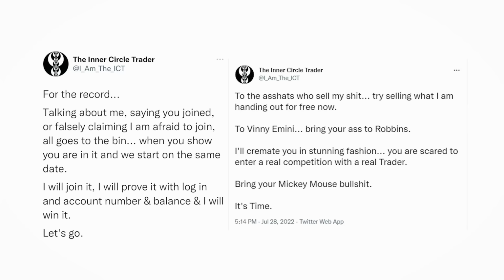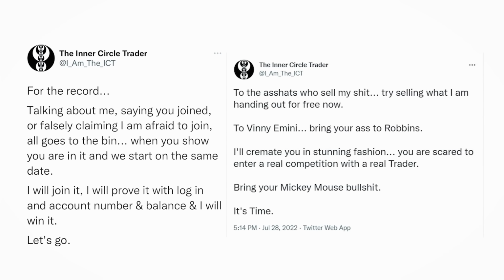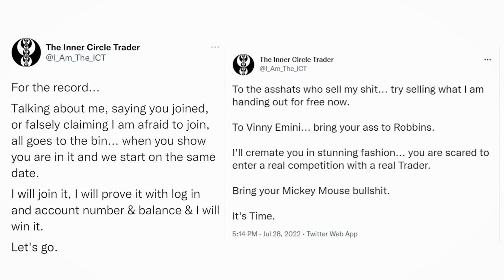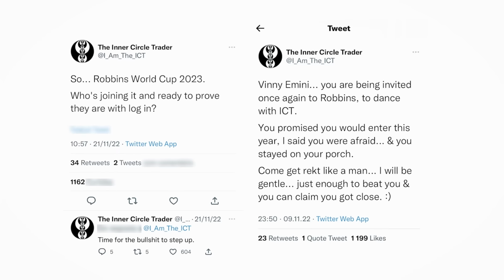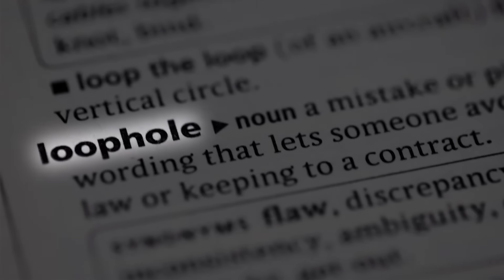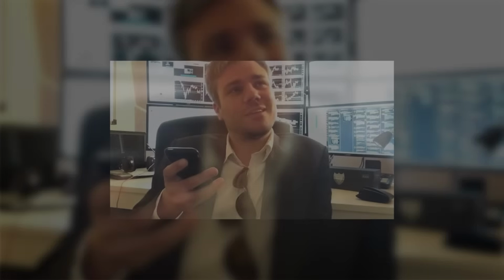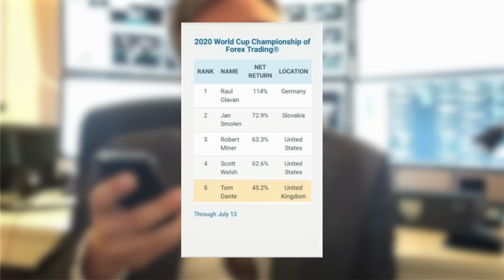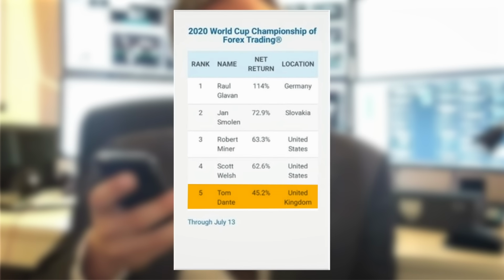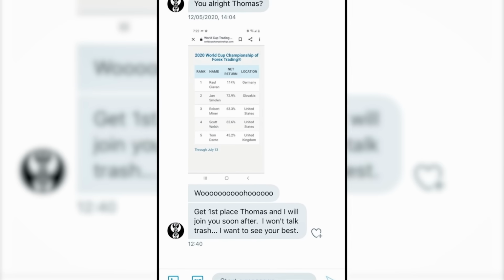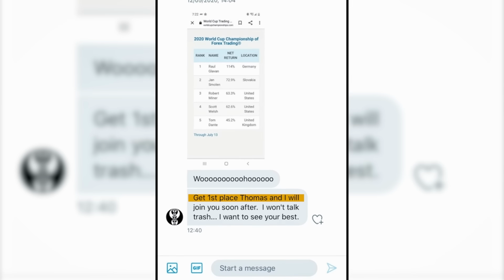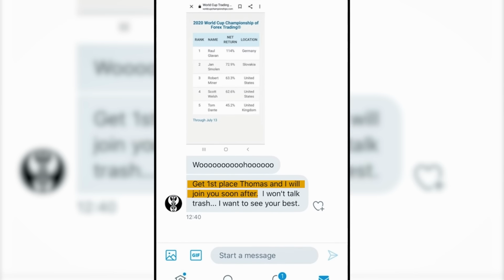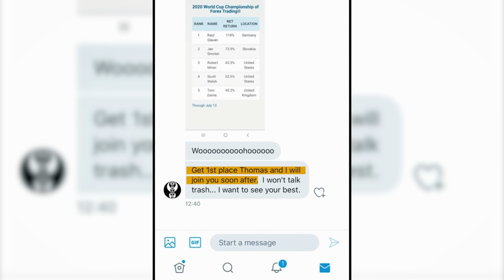Whenever another trader dares to question him or labels him a fraud, Michael invariably redirects the conversation to the Robbins Cup. The rationale is straightforward. If you understand the loopholes, you can exploit the system. Tom Dante, another trader who attempted to unveil Michael's deceit, ascended the ranks of the Robbins Cup leaderboard to coax Michael into a public response. In a private exchange, Michael keeps up his psychological manipulations, asserting that he will only participate if Tom secures the competition's top spot. How does that make sense?